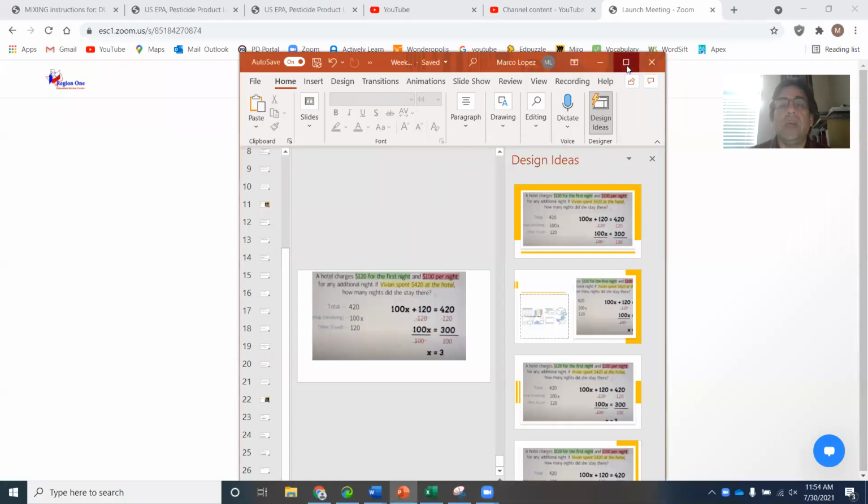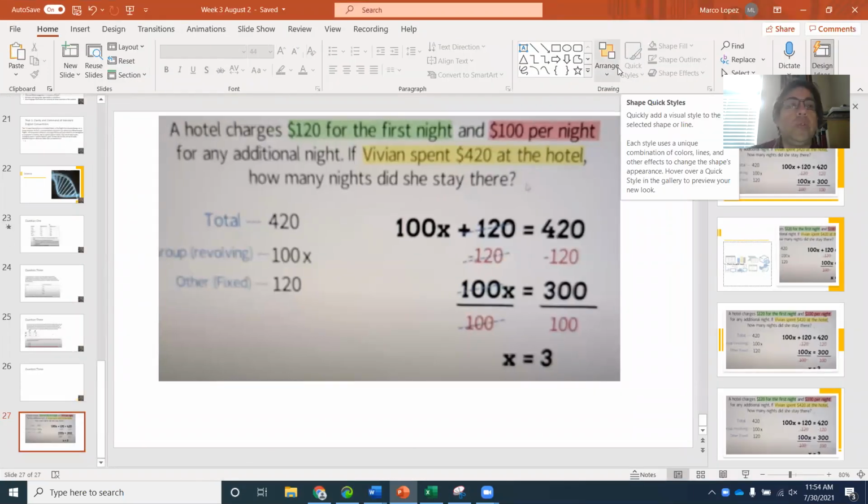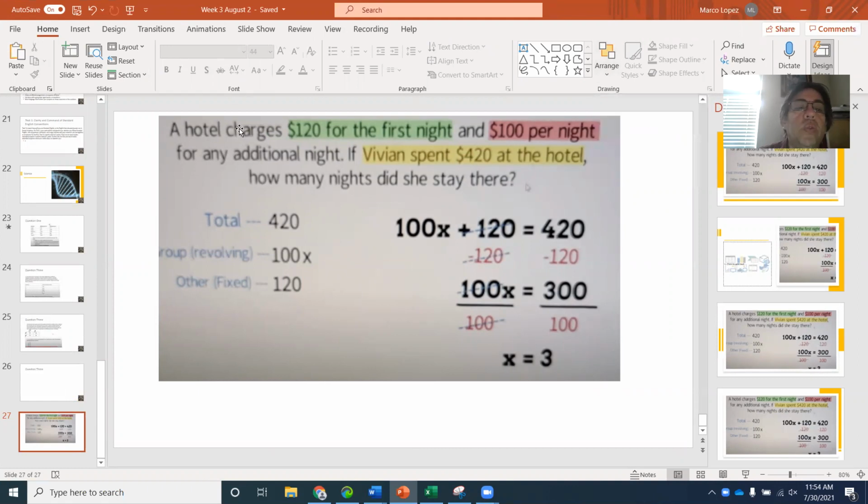Now we're set. Okay, so I had a question from one of the students. The question was this problem. It says a hotel charges $120 for the first night. So what I'm going to do is draw an image here to help us see that.